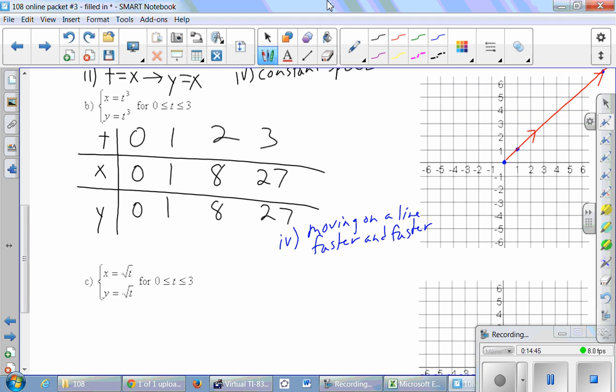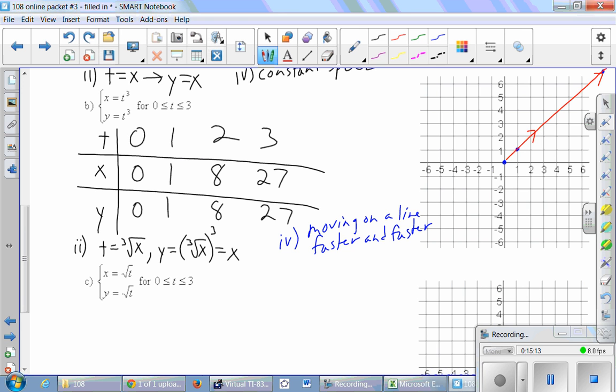Okay, so one thing I didn't do yet is eliminate the parameters. So let's try that here. Solve the first equation for t. t is the cube root of x. Plug that into the second equation. Instead of t cubed, instead of t, we're going to put cube root of x. But the cube root of x cubed is just x. So again, this is the equation y equals x. And we already made our observation.